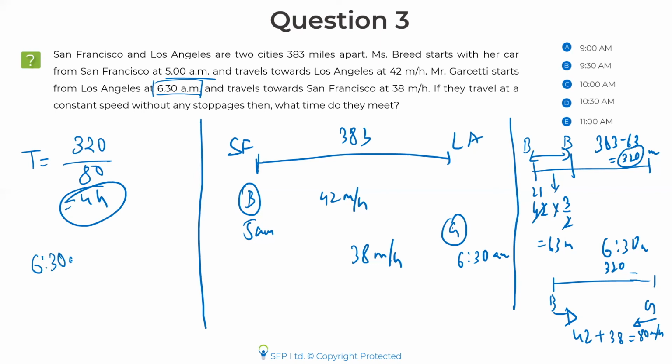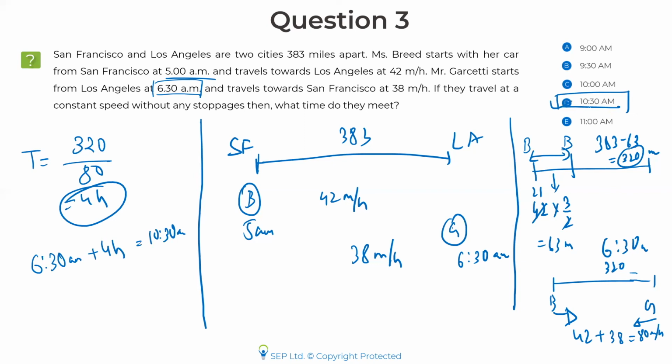I should definitely understand that after 6:30, when both of them are moving, another 4 hours after this 6:30, which is going to be 10:30 a.m., both of them will meet. So they will meet at this point, and my answer will be D.